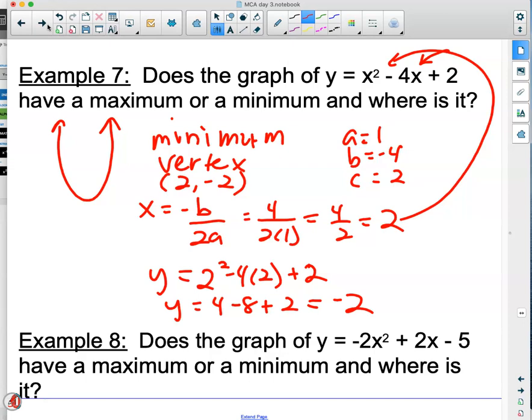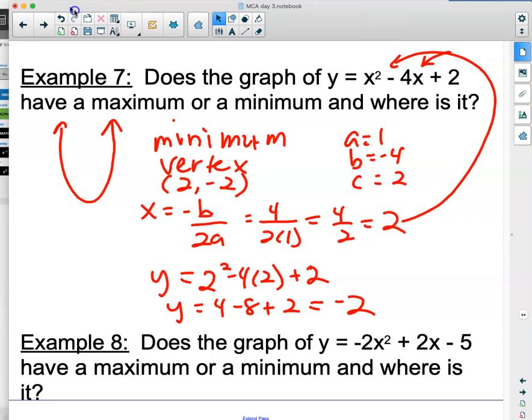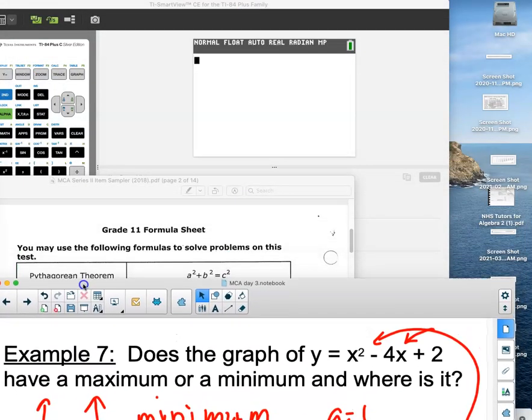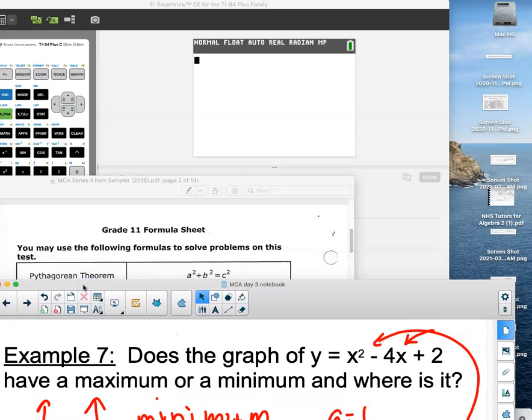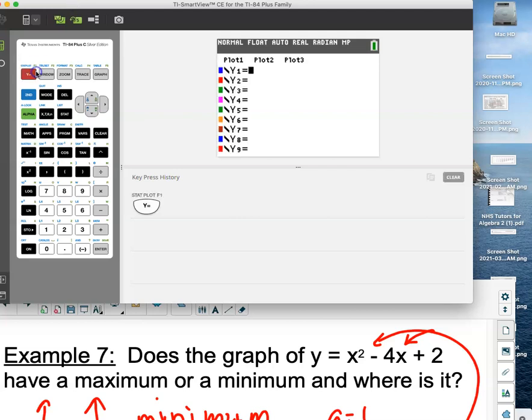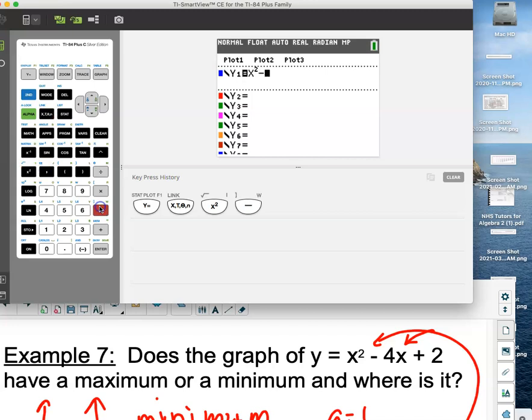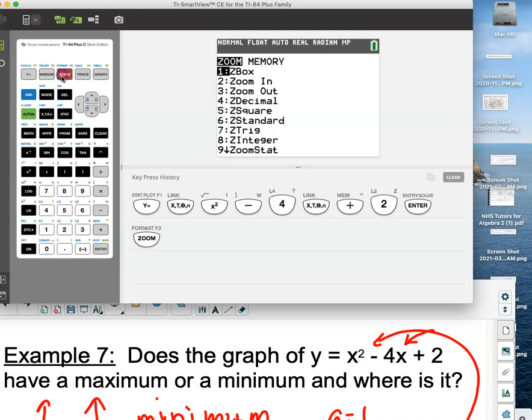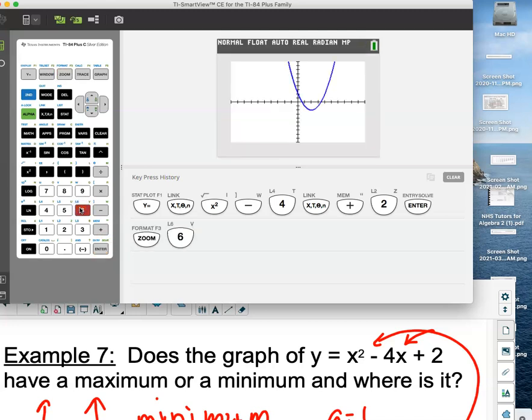Now, some of you might be saying, Cedarholm, I would have forgotten that formula. I would just punch it in and let Blinky do it. Okay. Well, then let's make sure everybody remembers how to use Blinky. So we have x squared minus 4x plus 2, zoom 6. Blinky's been napping for a few days. We haven't used it. So where do we go?